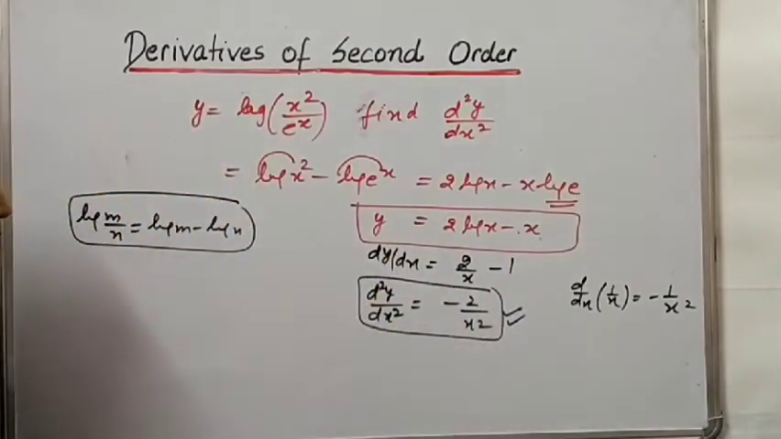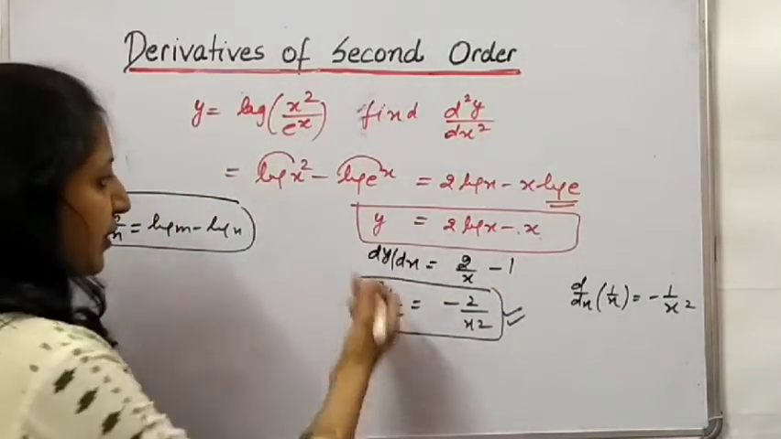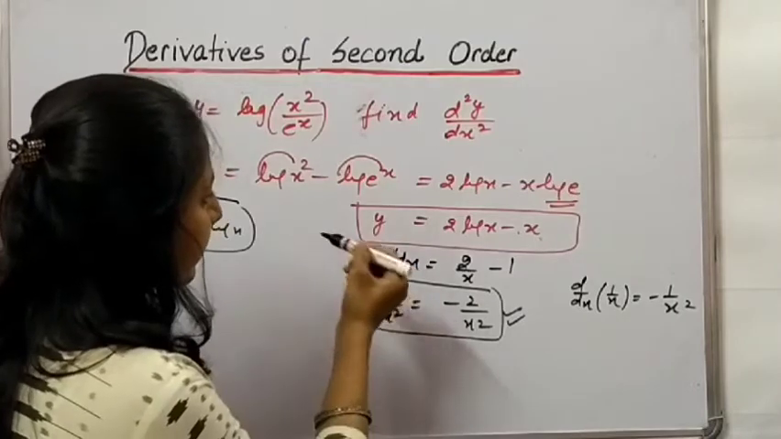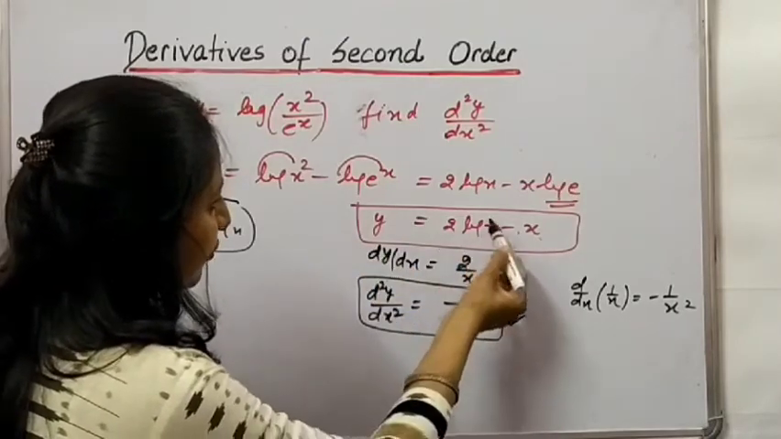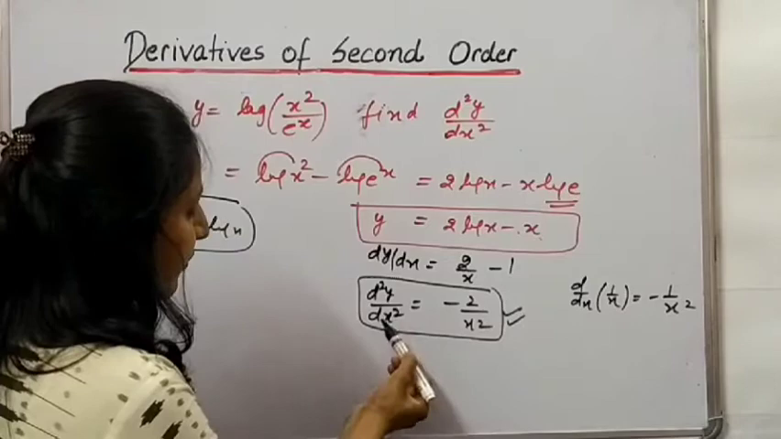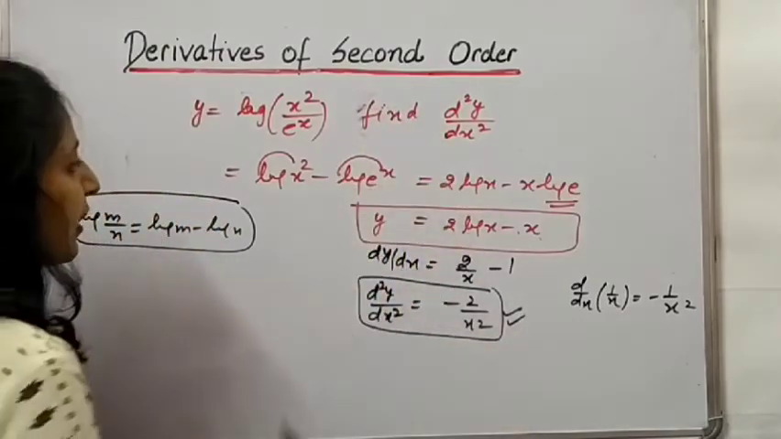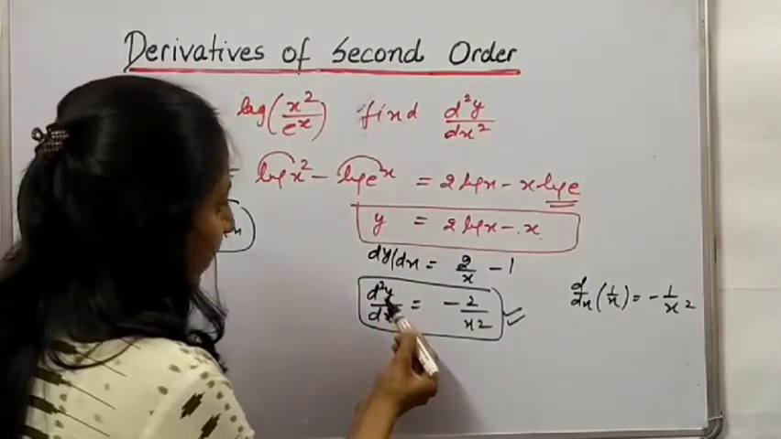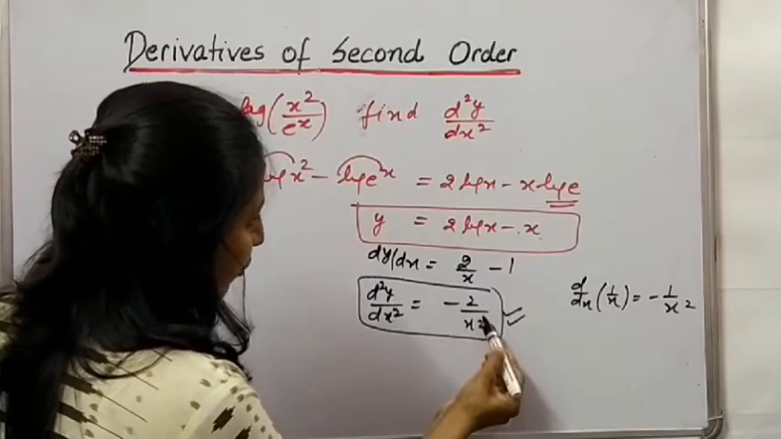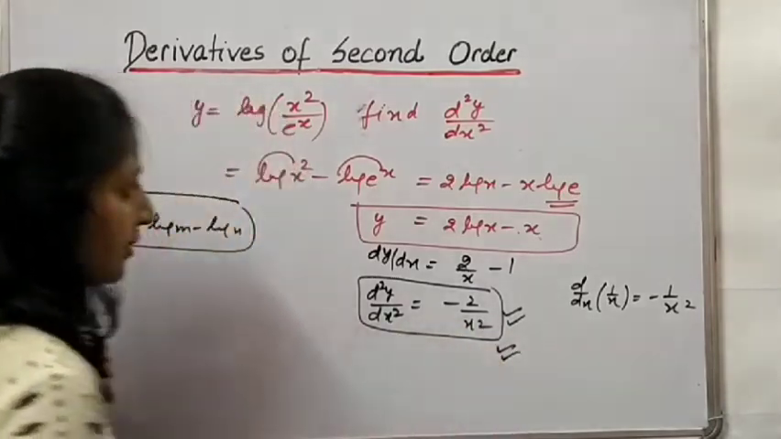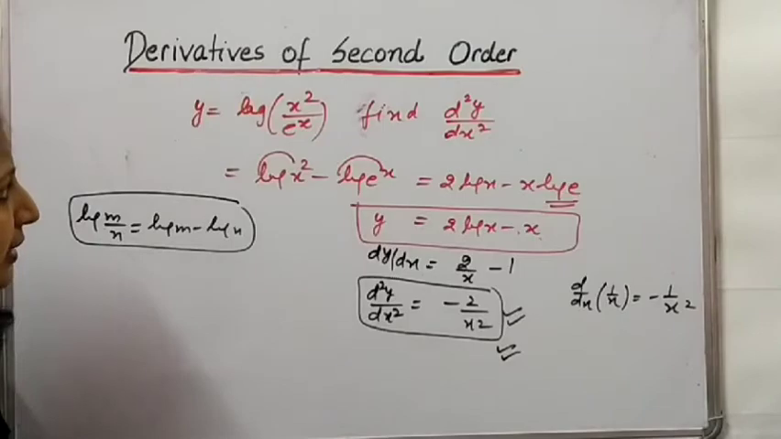Now first of all we will find its first order derivative, so differentiate both sides with respect to x, and after differentiating we will get dy by dx is equal to 2 by x minus 1. Once again differentiate with respect to x in order to find the second order derivative. So d2y upon dx square will be minus 2 by x square. So it is our required result. Okay. Now let us come to our next question.